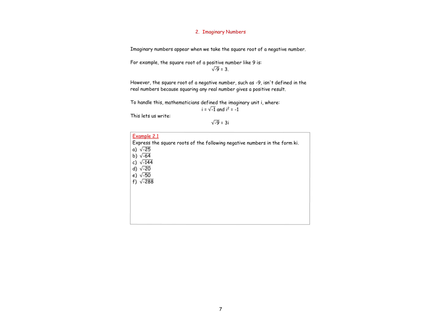This video is the second video in the complex numbers set of videos. In particular, in this video, we're going to be looking at imaginary numbers. Now, imaginary numbers appear when we take the square root of a negative number. If we take a square root of a positive number, such as 9, we get the result of 3.